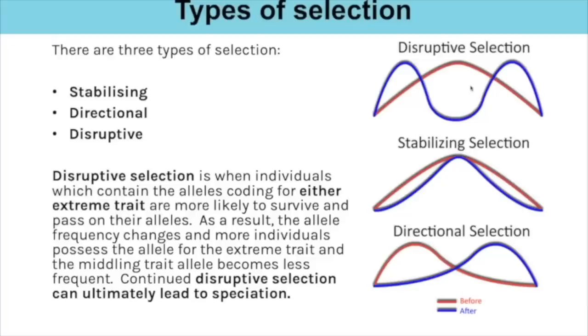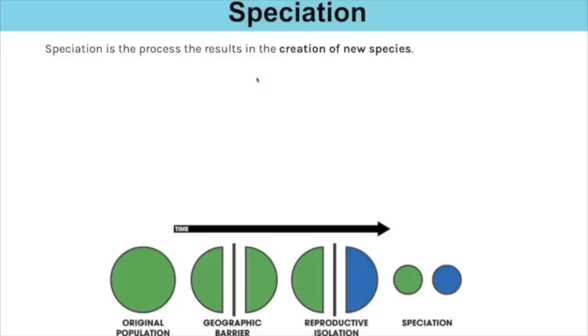So as a result, the allele frequency changes over many generations, and more individuals end up having those 2 extreme traits. And the middling trait is lost because having that trait is not an advantage to survival. So it won't be passed on to the next generations. Now that disruptive selection ultimately can result in speciation, which is the creation of a new species.